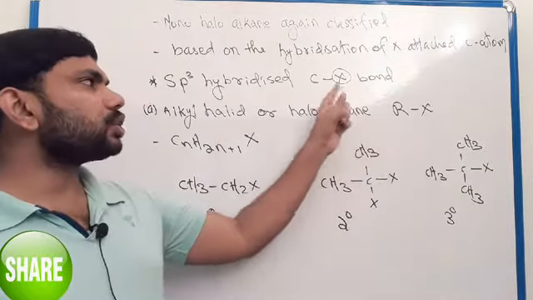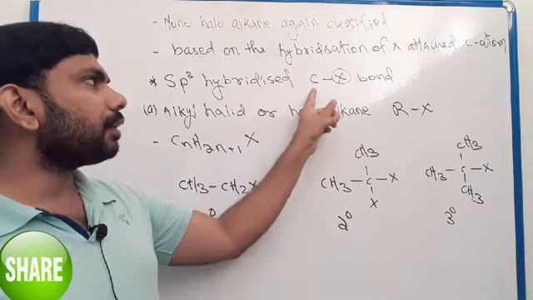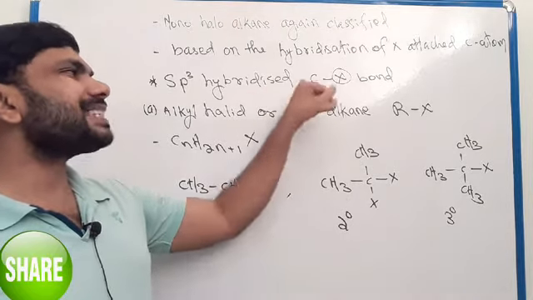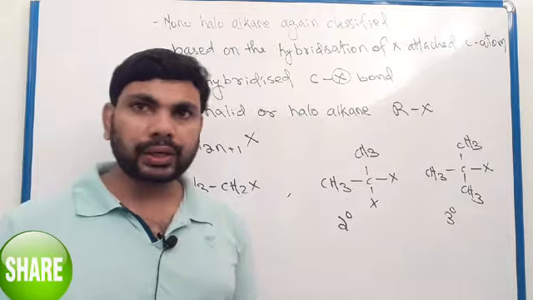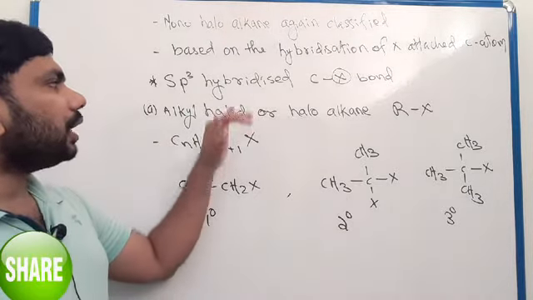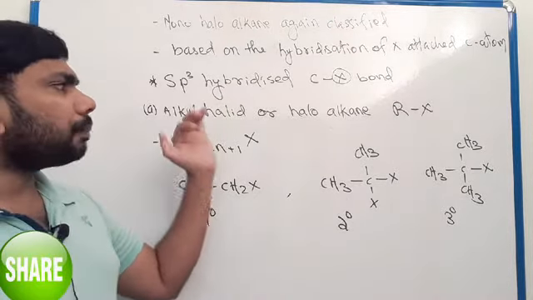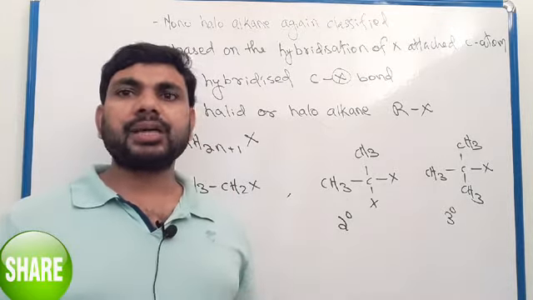Halogen is directly attached to a carbon atom. Based on the hybridization of this carbon atom we can classify. So the first one we have to discuss here is the sp3 hybridized carbon.